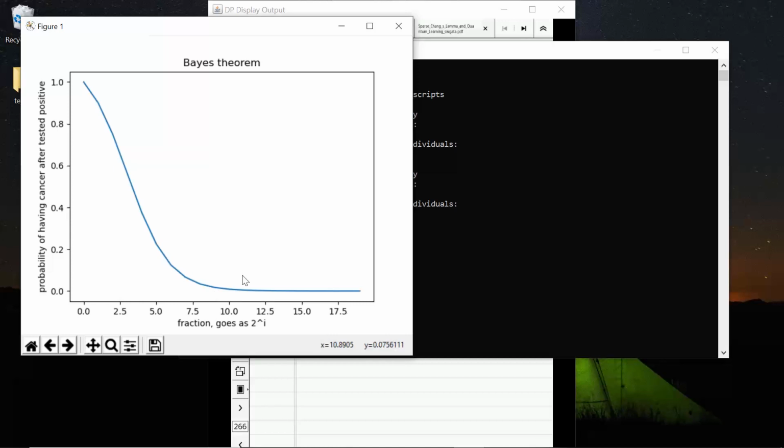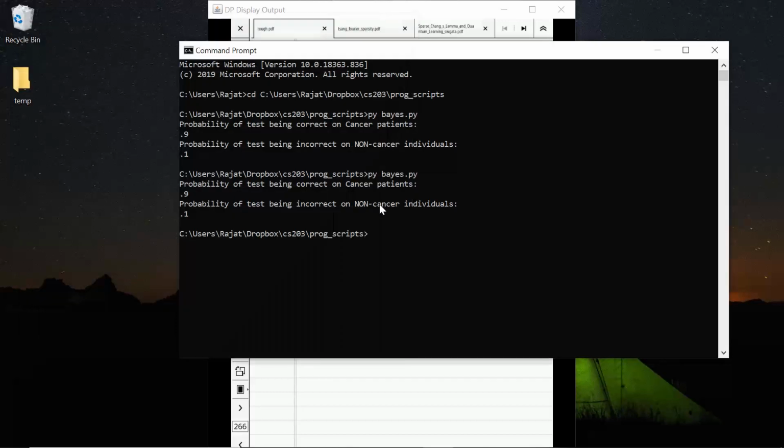So you see that the test actually does not tell you anything. Even if it is positive, it is only telling you that the person might have cancer with probability 0.1. So the test has to be much, much more accurate if you believe that 1 out of 1000 people have cancer. Let's see how much. Let's make the test very, very accurate. It is 99% correct. Again, remember, this is the probability of the test being incorrect on non-cancer individuals. So I will keep it 0.01. That means it is correct on non-cancer individuals with 99% probability.